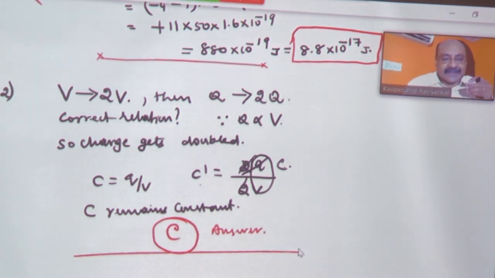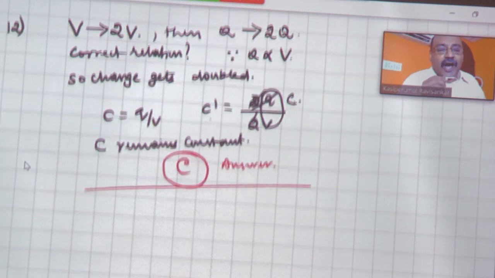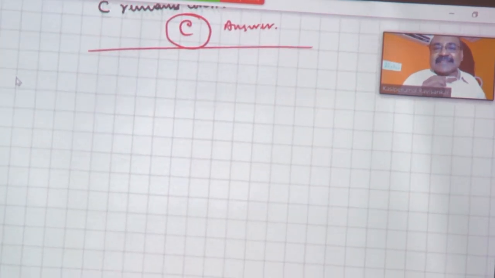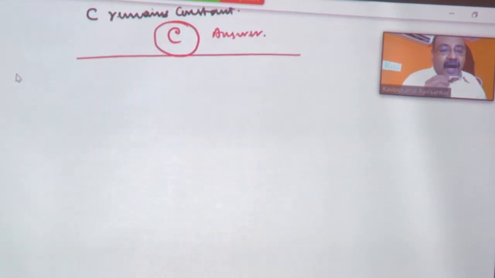What is the next question you see? A parallel plate capacitor stores a charge Q. Suppose the area of the parallel plate capacitor and the distance between the plates are each doubled, then which quantity will change? So, question number 13, a parallel plate capacitor.